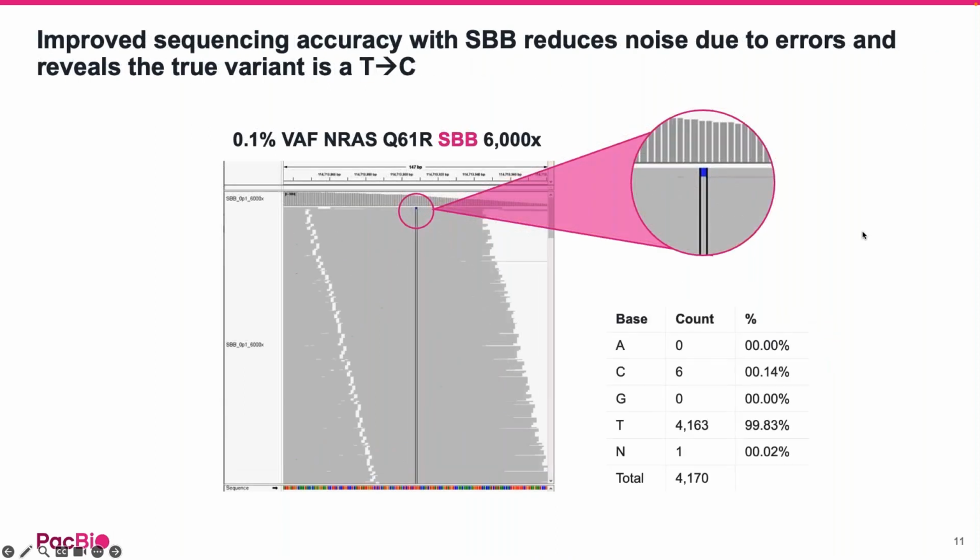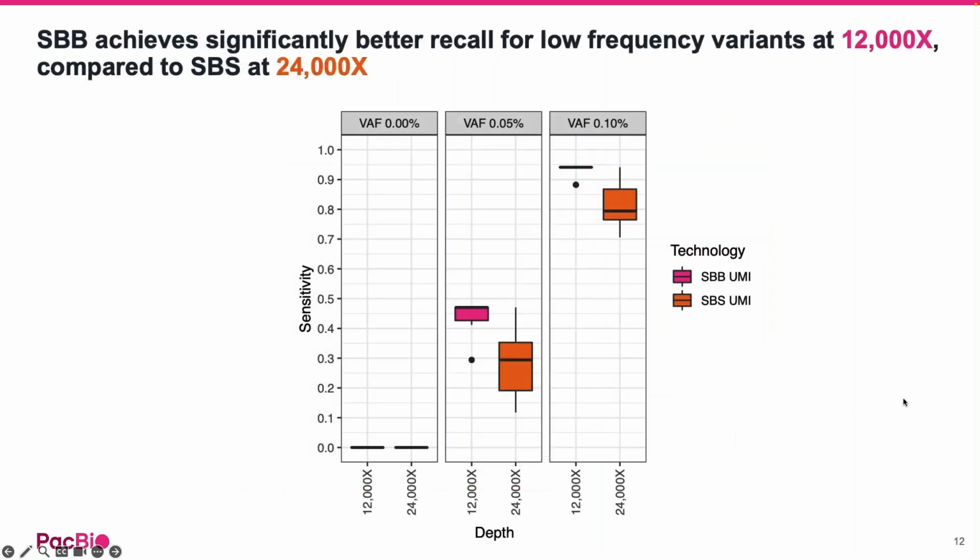In contrast, if you look at the same site in the SBB data, you can see in this zoomed in box here that the IGV is completely clean, so there's no noise due to sequencing errors. And if you look at the base counts in the table here, indeed, we are only getting calls for a single alternative allele, making it really clear that the true variant here is a T to C. So that was for a single variant.